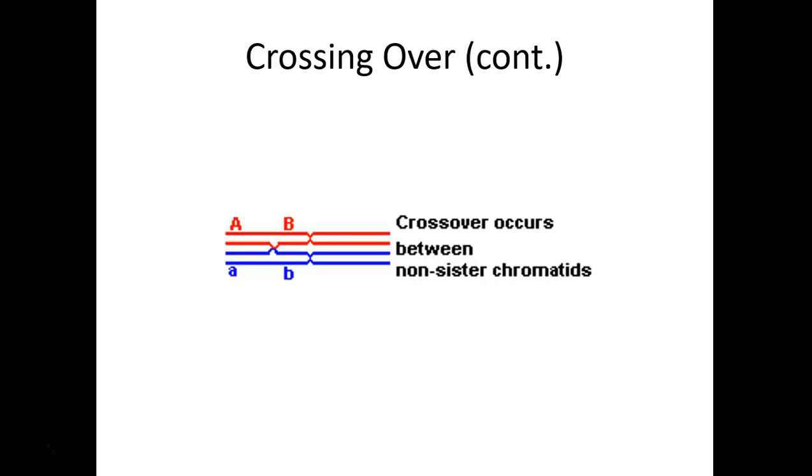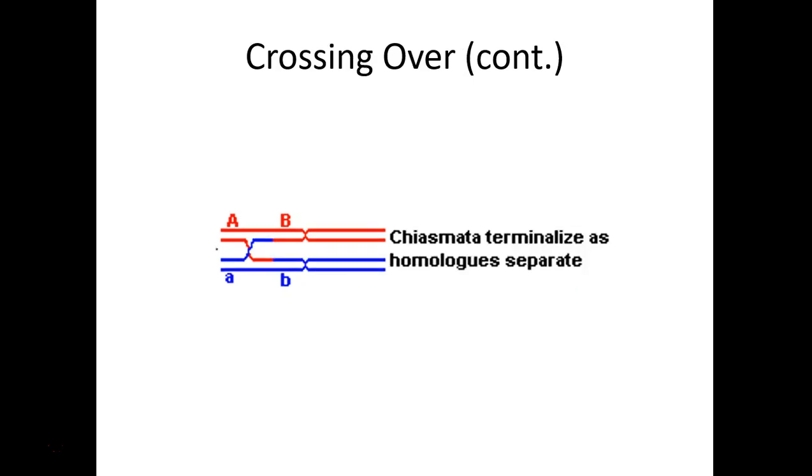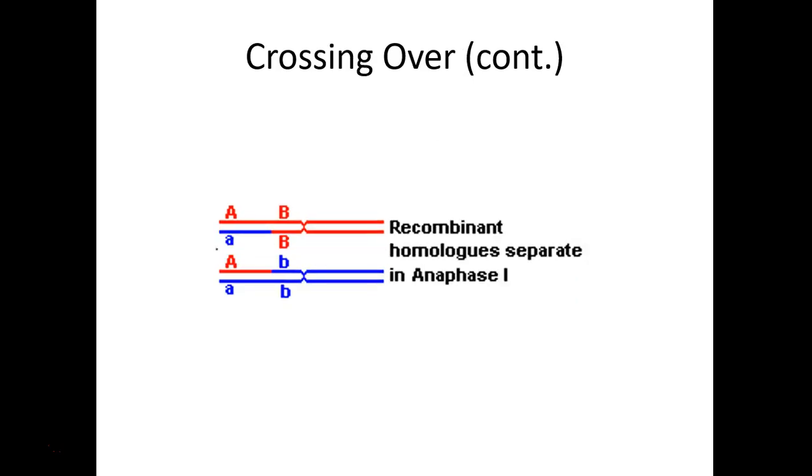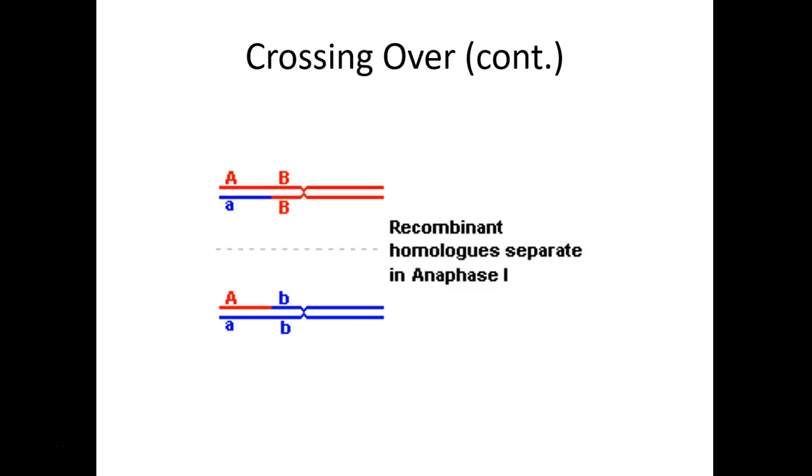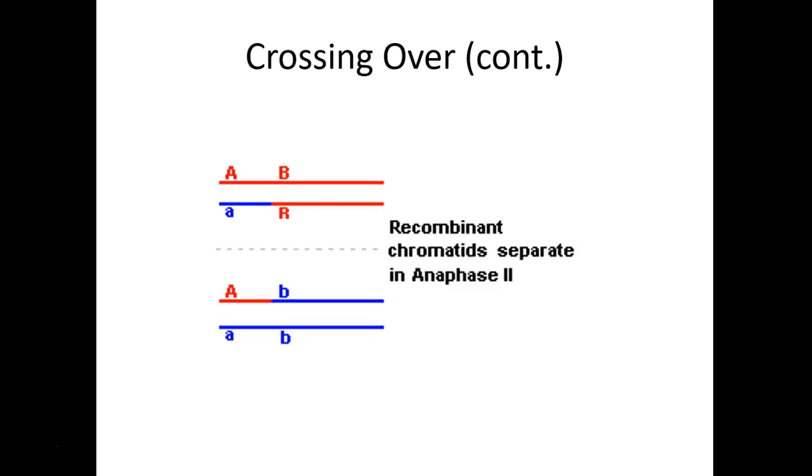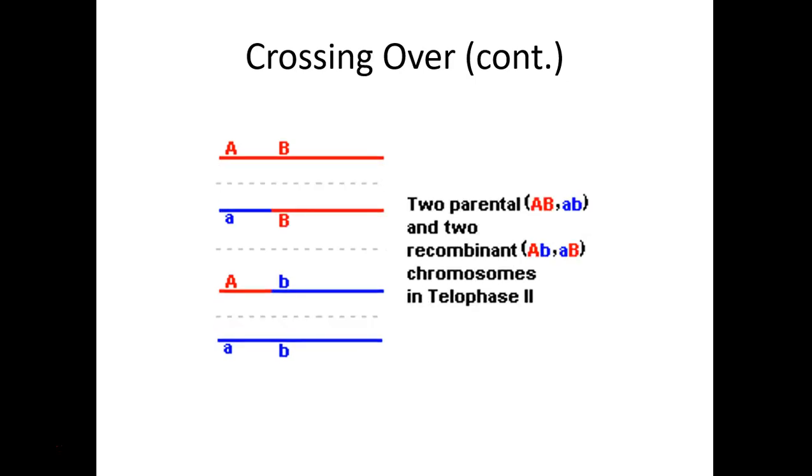And here's just another representation of crossing over. You can see that we exchange DNA, and then they will get separated out into different daughter cells in the end.